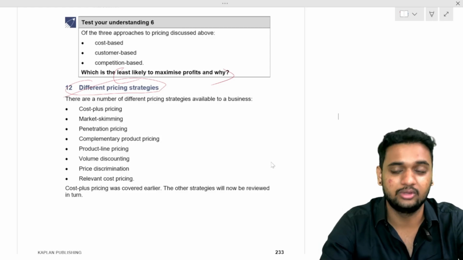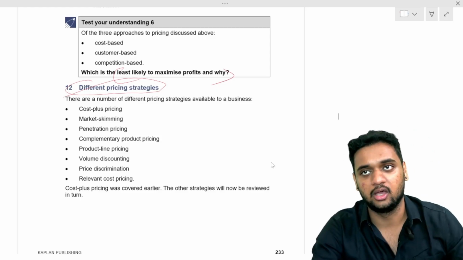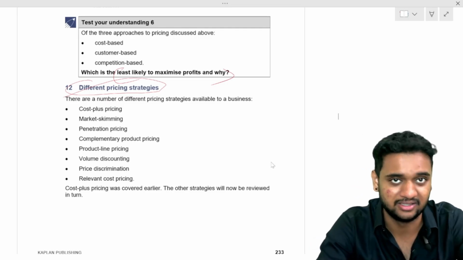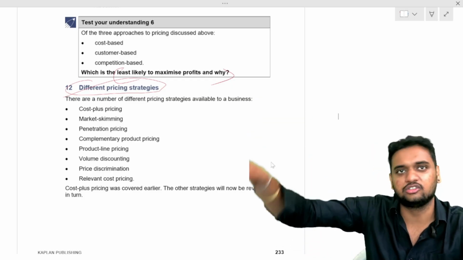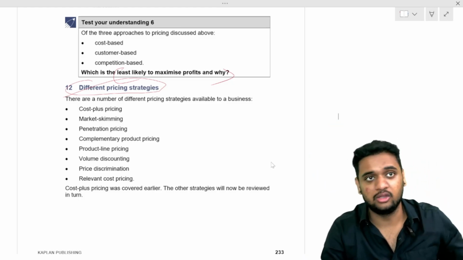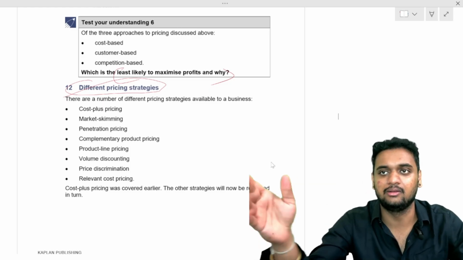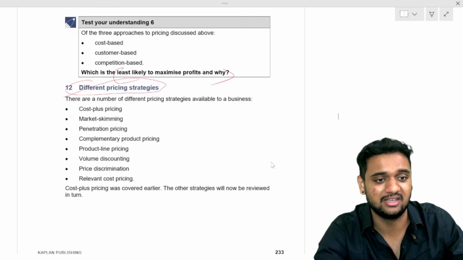They will usually spend a huge amount on research and development. To recover that fixed research and development cost, they will keep very, very high prices. And after some time, when eventually the product becomes normal, they will reduce the price. Penetration is the opposite. Initially give it very low, they will catch the market, and after some time, they will start increasing the prices. That is the difference between market skimming and penetration pricing approach.